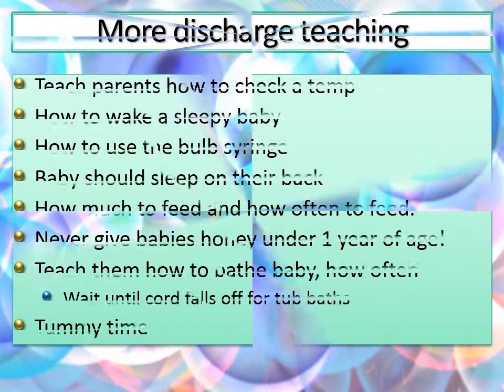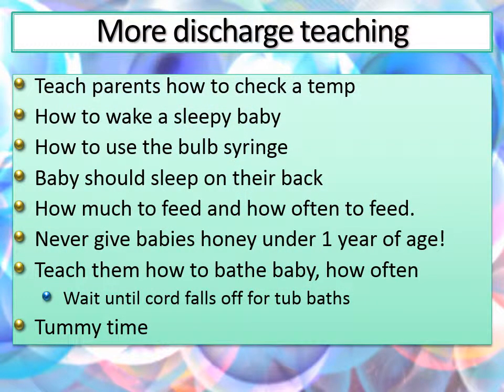More discharge teaching can include how to check a baby's temperature, how to wake a sleepy baby, again how to use the bulb syringe, how they should lay on their back to sleep, and how much to feed and how often to feed. Teach them to never give babies honey under one year of age. Teach them how to bathe and how often to bathe the baby. Wait until the cord falls off for any actual tub baths, and teach when the baby should have tummy time.